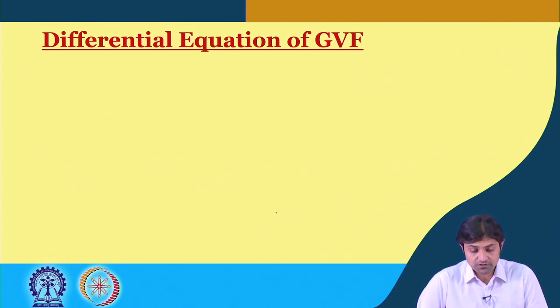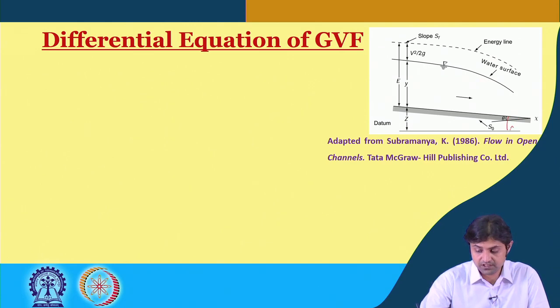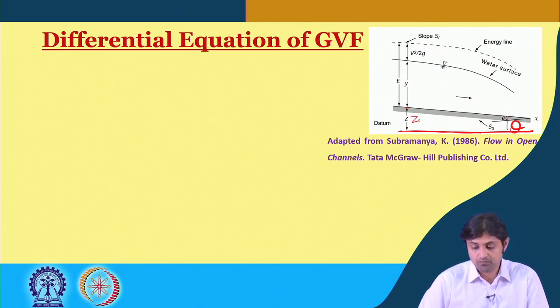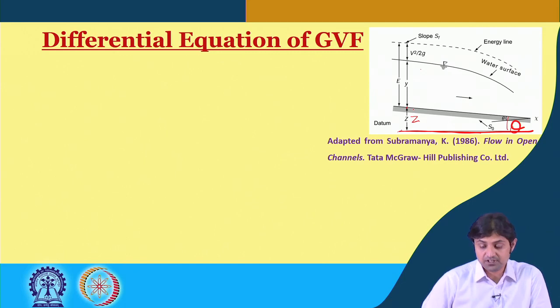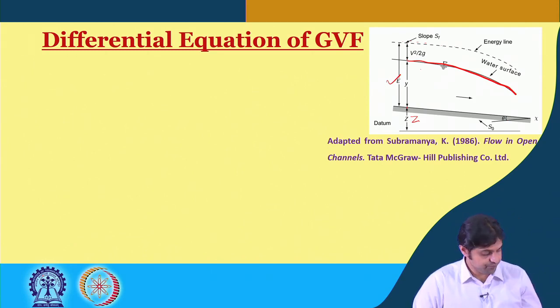Now, going to the differential equation of gradually varied flow, first we have to draw a figure. I have shown you a figure here, where there is a channel with a small bed slope S naught, and theta is the angle. This is the datum, and the bed at any point is at a distance z from the datum. The water depth is given by y, the specific energy E is given here, the energy line is dotted like this, and this is the water surface.